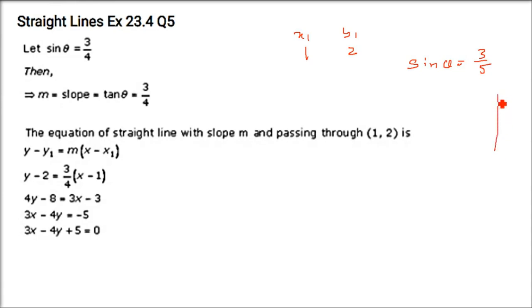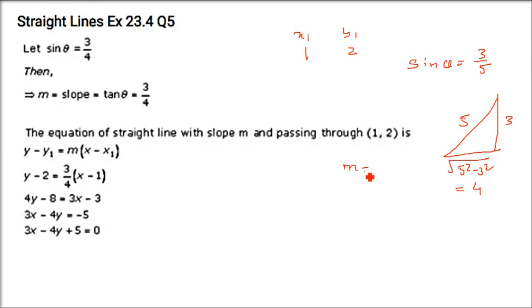We have done in trigonometric studies that sine theta is perpendicular upon hypotenuse. So the perpendicular is 3, the hypotenuse is 5. And what is the base? Under root 5 square minus 3 square, using Pythagoras theorem. This is 25 minus 9, which is 16. Under root 16 is 4.